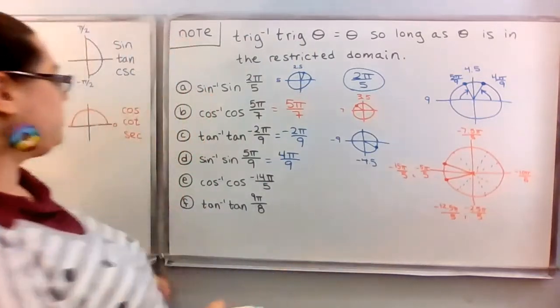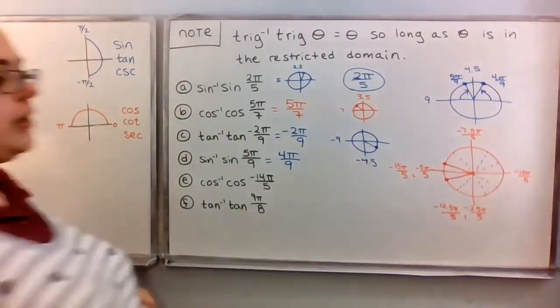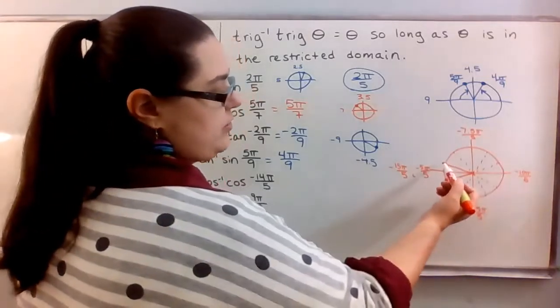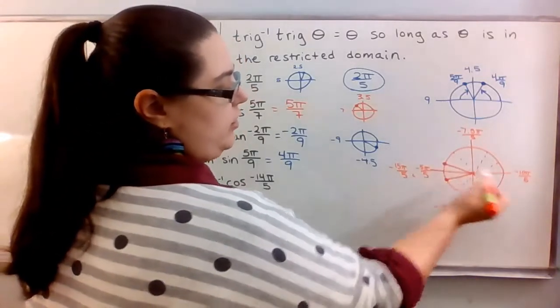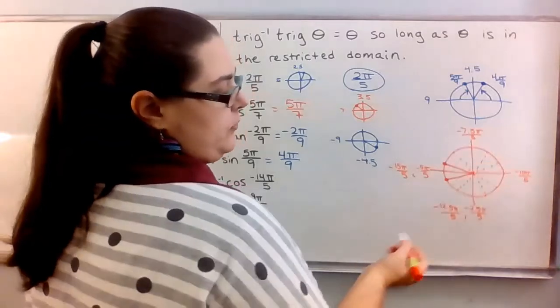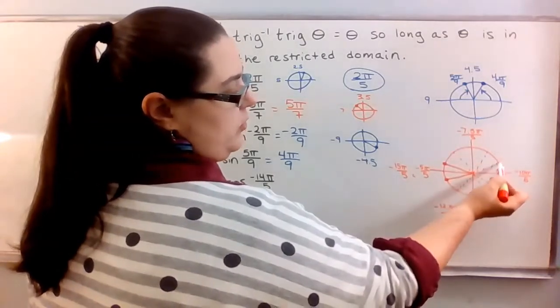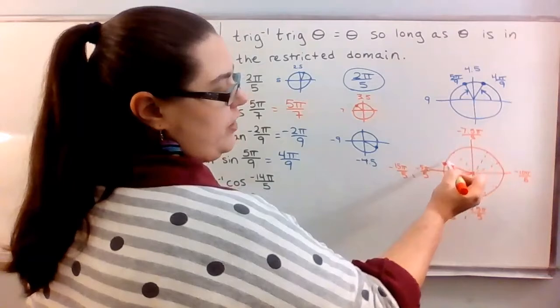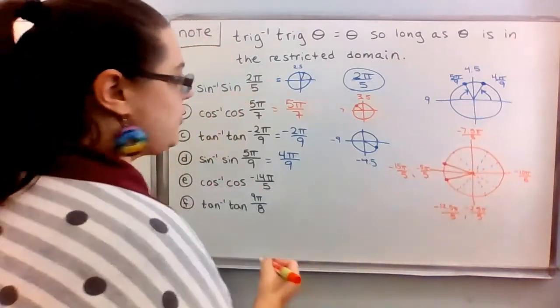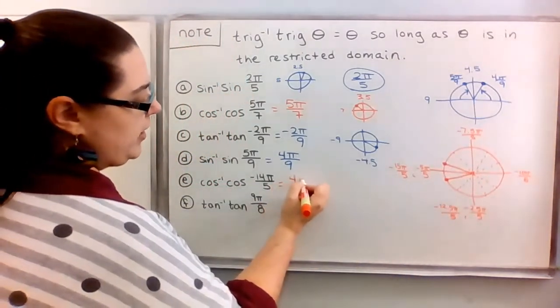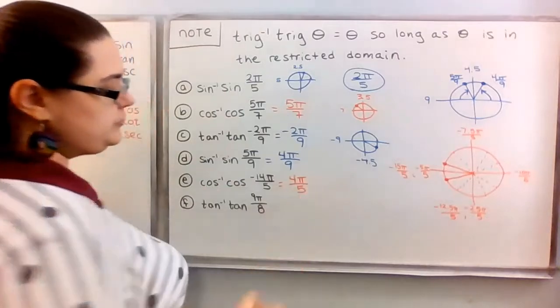So because I have to be between 0 and pi, I don't want to continue counting in this direction. I want to figure out what is this angle counting from the right. So if I count from the right, that's going to be 1/5, 2/5, 3/5, 4/5. So this is going to equal 4 pi over 5.